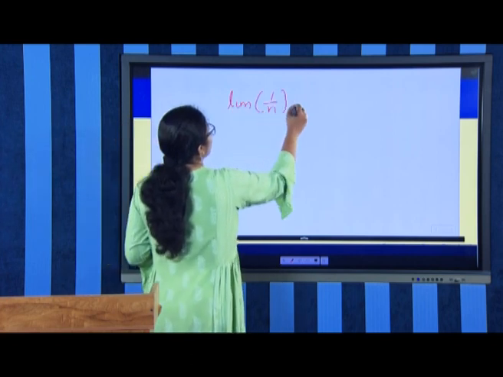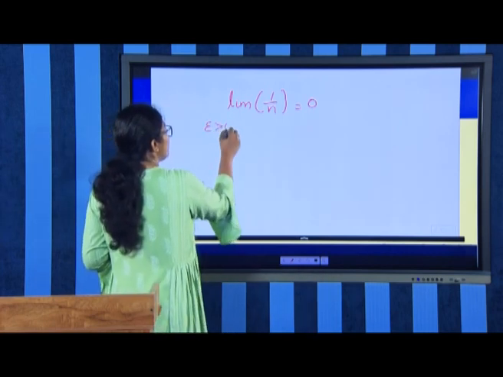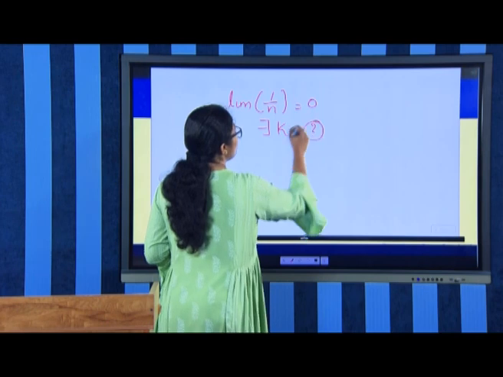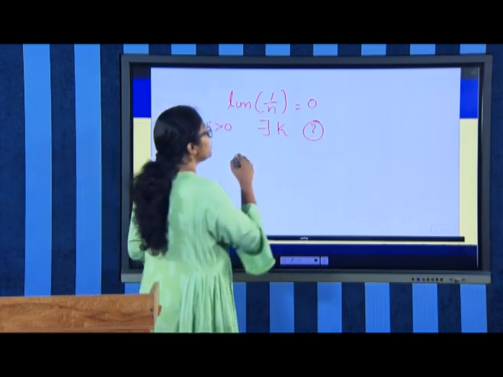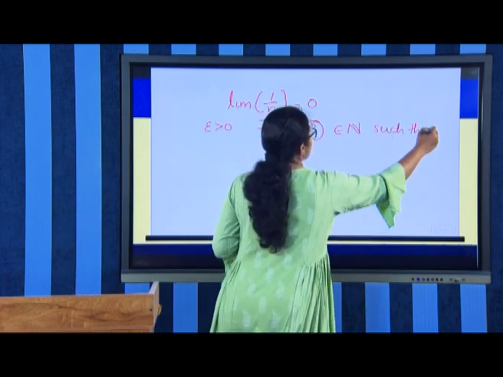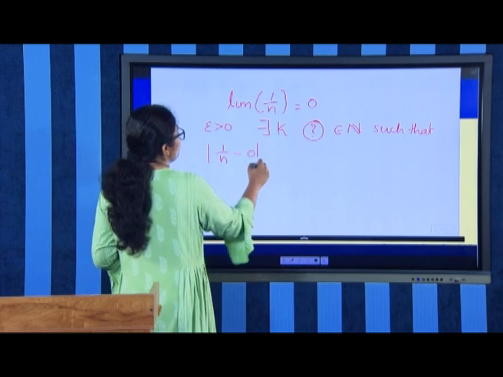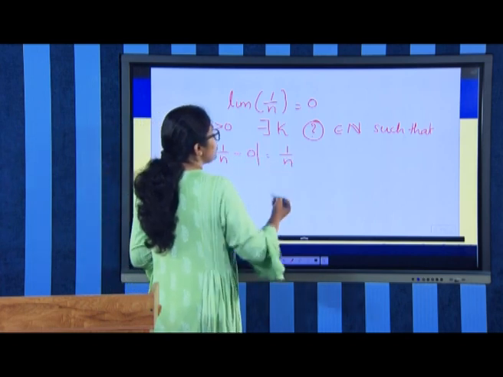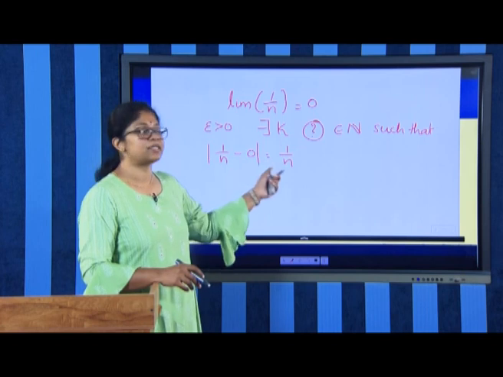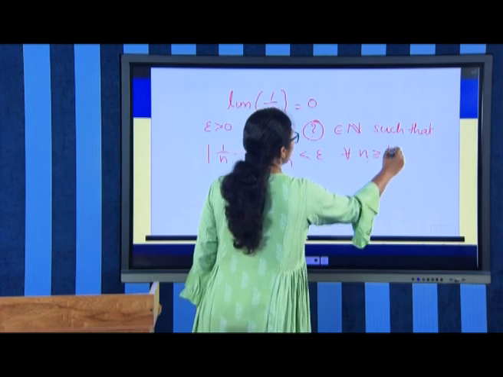We need this sequence to satisfy the definition of limit, that is, given epsilon greater than 0, we should find some number k belonging to N such that modulus of 1 by n minus 0, that means it is the same as 1 by n itself, because n is definitely greater than 0, and for positive numbers modulus is the same as the value itself. So, 1 by n should be less than epsilon for every n greater than or equal to k.